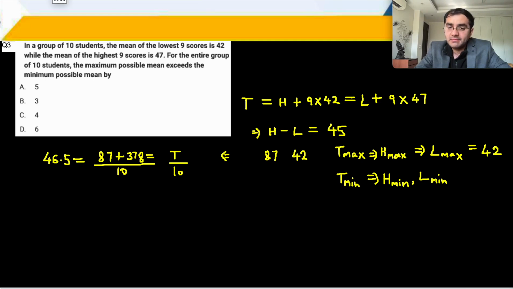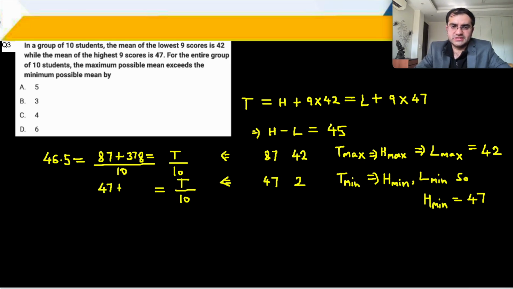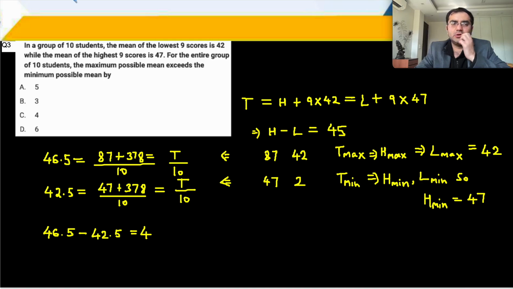So the minimum possible value for h turns out to be 47. And as soon as you substitute h as 47, you get L as 2. 47 minus 2 is 45. Again, put h back into the original equation as 47, and you get your average value as 42.5. Subtract the maximum and minimum possible mean, you get 4 as the right answer for this question. It was quite a challenging question, hardly possible to do this in the exam in under 4-5 minutes with confidence.